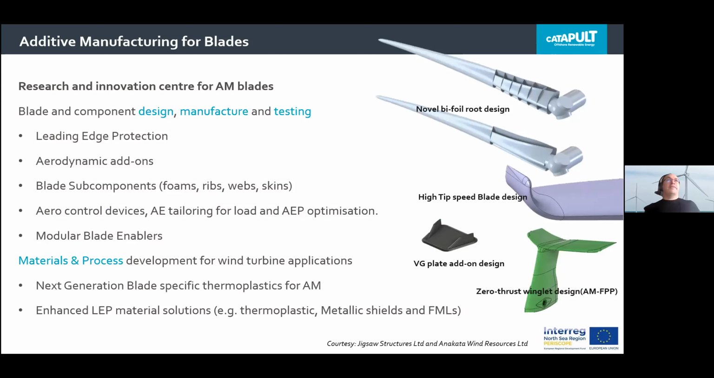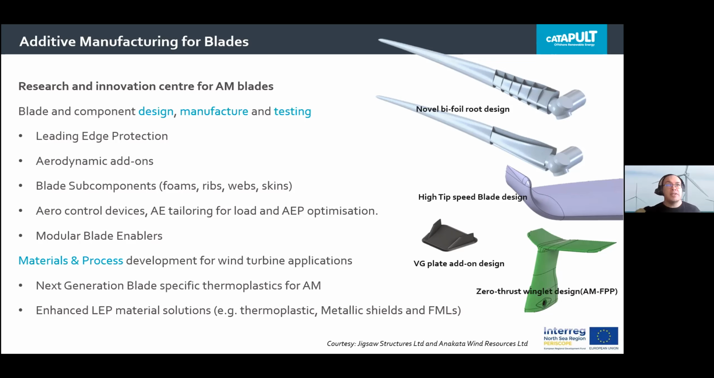As far as additive manufacturing for blades goes, the research that we're undertaking is in both the design, manufacture and testing of structures, as well as materials and process development. The candidates for immediate implementation around the design and manufacturing piece are leading edge protection and aerodynamic add-ons. But eventually, in time, we look to develop blade subcomponents, and really those components which enable a modular route for blade manufacture.